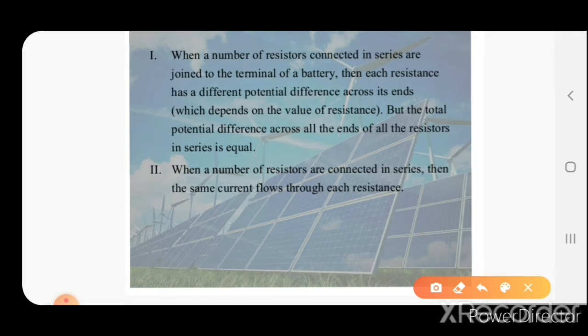When a number of resistors are connected in series, the same current flows through each resistance. That is important: the same current flows through each resistance. So the potential difference varies, but the current remains the same through each resistance. Current is the same in the series combination.